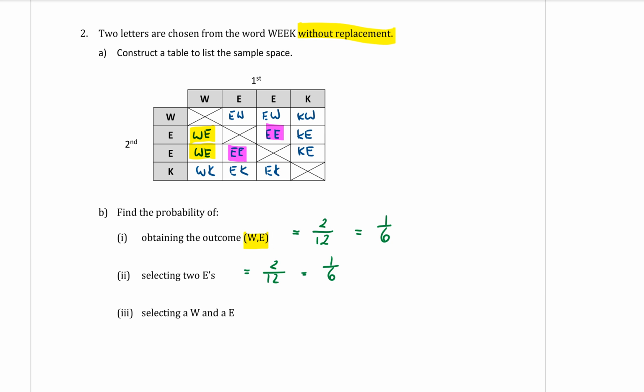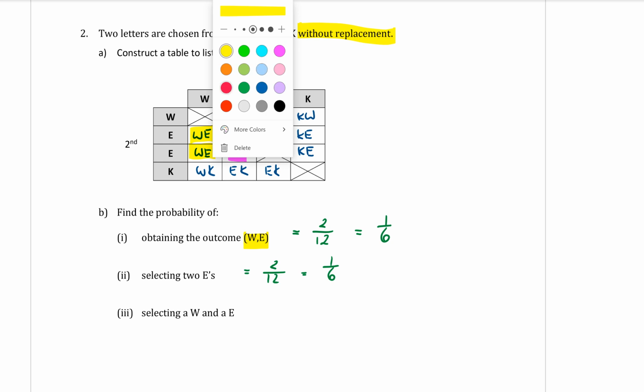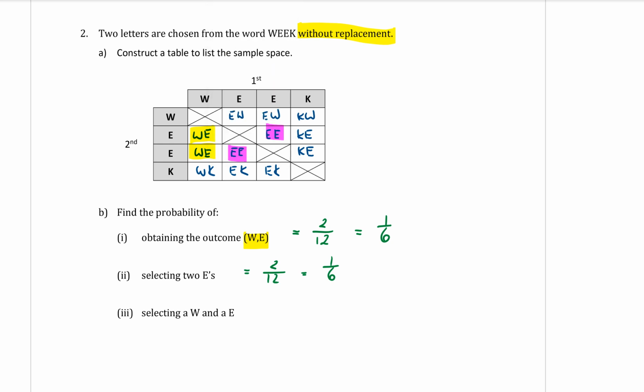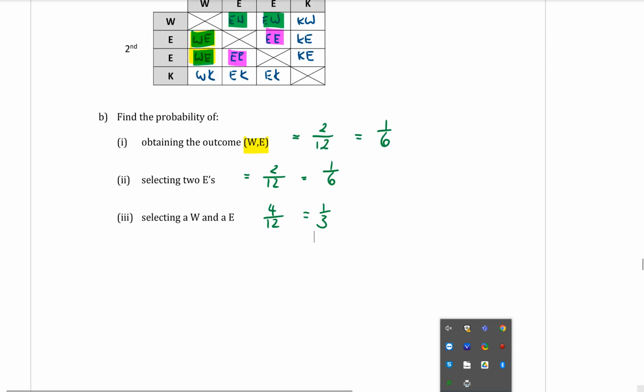And last one, find the probability of selecting a W and an E. Is that saying that the order is important for that? No. So anywhere where there's a W and E, so it could be this one, W-E, W-E, or it could be E-W, E-W. So 4 out of 12, which is 1/3. Okay, so that's it. That's how we do our arrays or our tables.